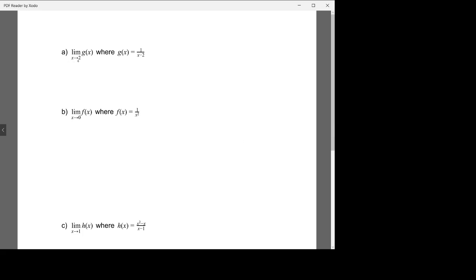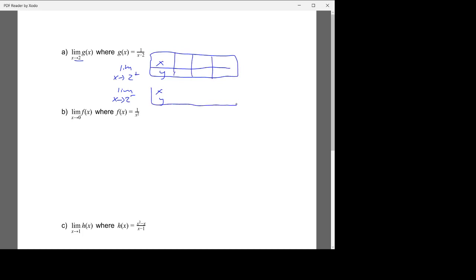So we're interested in 2, and I'm interested in the limit as x goes to 2 from the right, and the limit as x goes to 2 from the left. I'm going to make my little table. And 3 should be enough. So we can do the 2 plus each time. Dollar, dime, penny. So we have 3, 2.1, 2.01. And then we just plug it in.